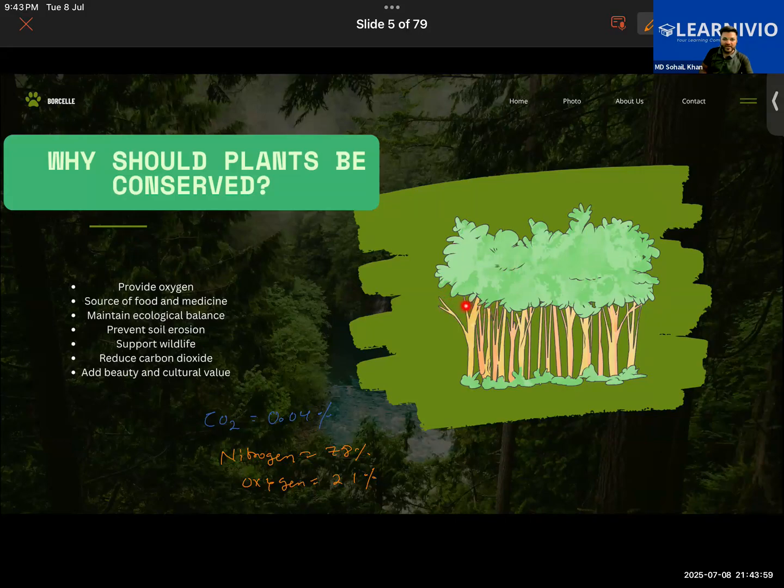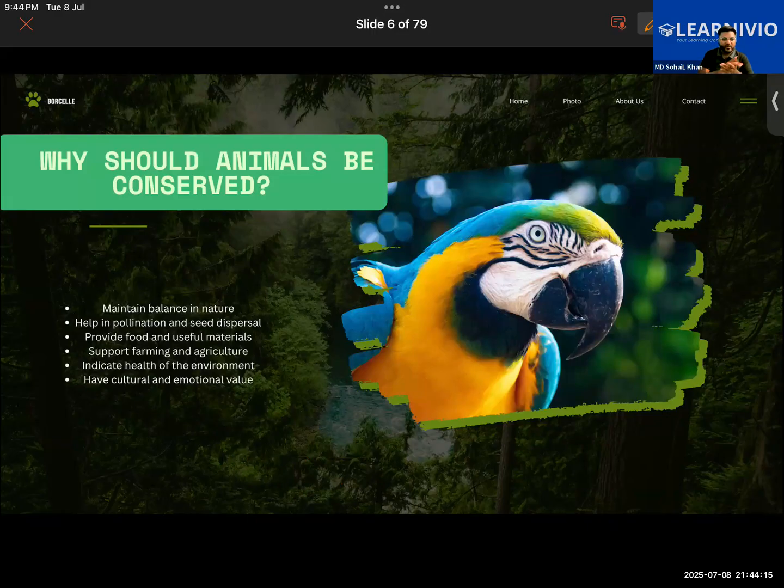Even some plants in certain cultures are considered sacred, right? You'd be aware of plants like peepal; it is sacred in Hindu mythology, in the Hindu religion. So that's the thing. Then talking about animals, why they need to be conserved. They are also important in maintaining balance in nature.